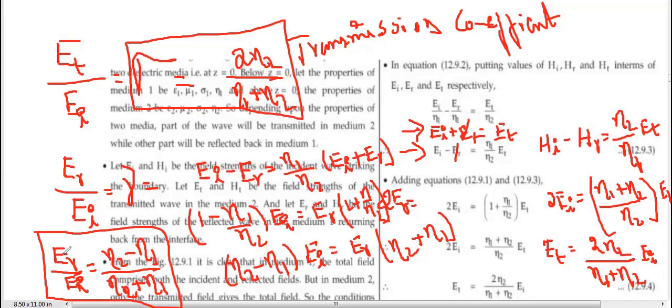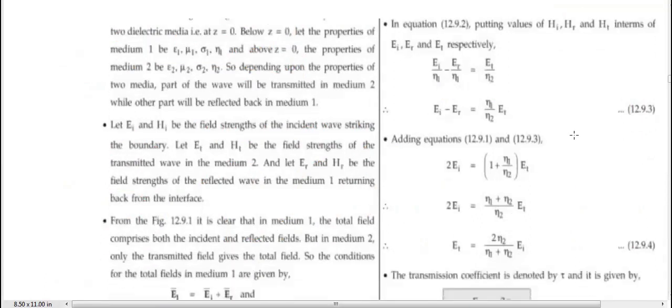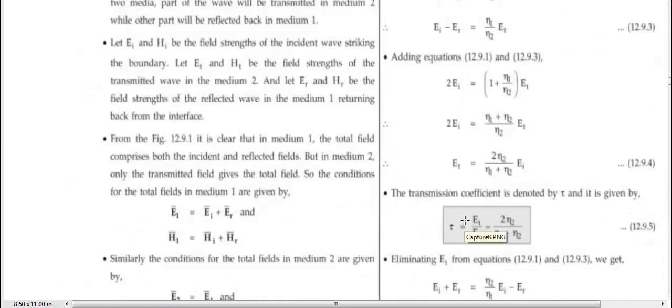Okay, the reflection coefficient is the ratio ER by EI, and the transmission coefficient is ET by EI. So we got ET is equal to 2 eta 2 by eta 1 plus eta 2 into EI. You can write this as a transmission coefficient, denoted as tau. Sorry, tau represents the transmission coefficient and gamma represents the reflection coefficient. So ET by EI is equal to 2 eta 2 by eta 1 plus eta 2. And eliminating the ET, substitute ET is equal to EI plus ER and simplify the equation.